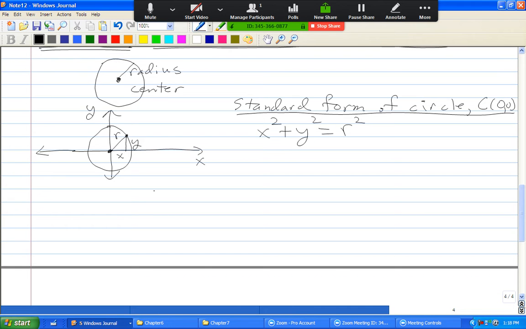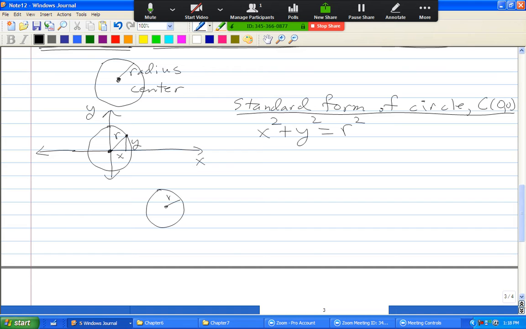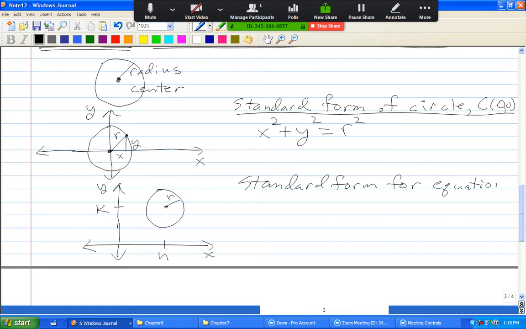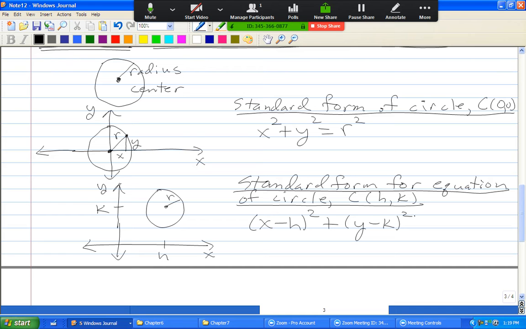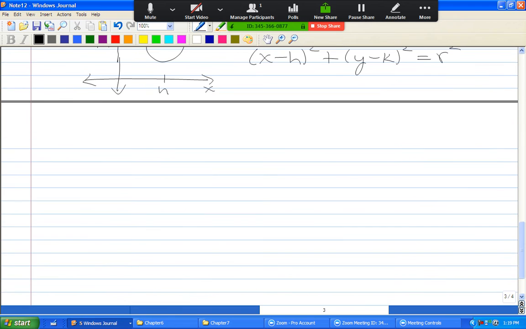If instead you had a circle of radius r centered at the point (h, k), then the standard form for the equation of a circle centered at (h, k) of radius r will have the form (x minus h) squared plus (y minus k) squared equals r squared. Okay.